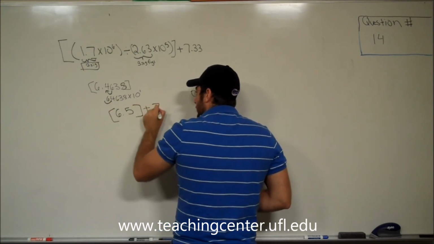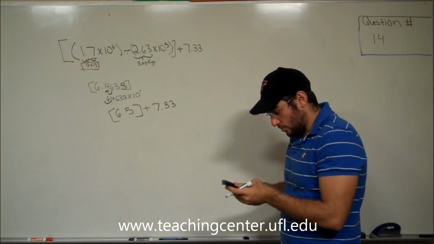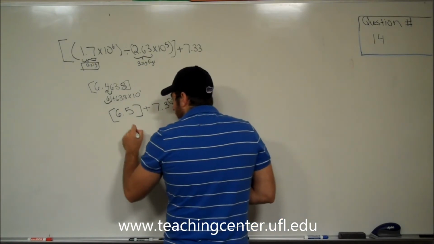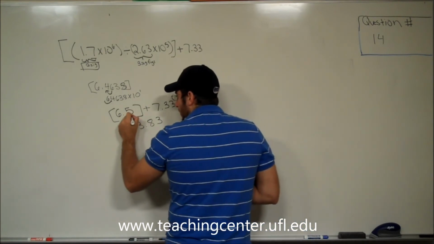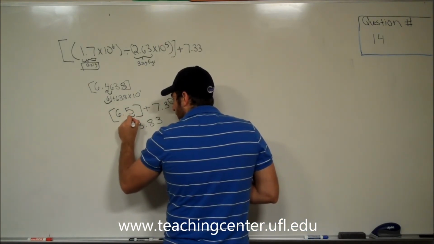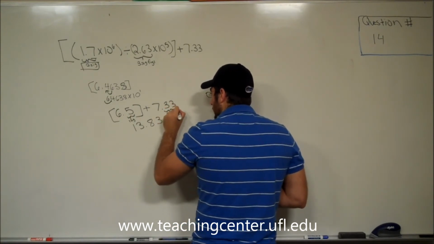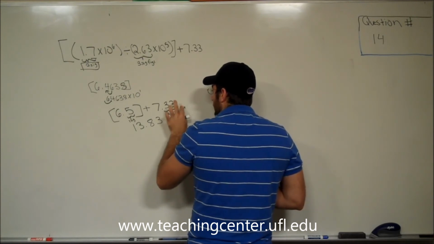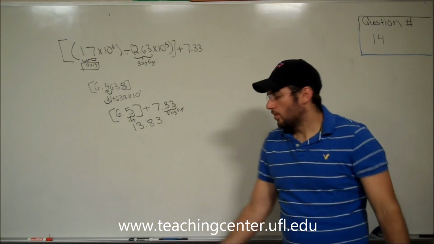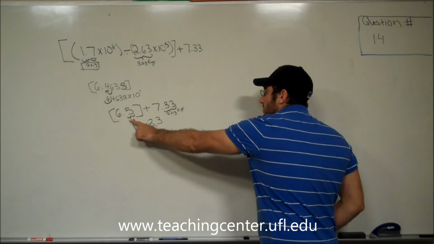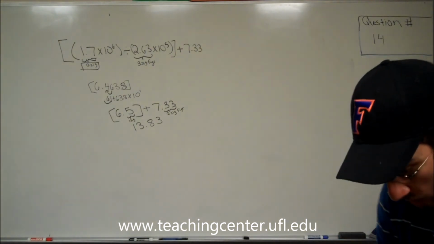And now we have to add it to our 7.33. So 6.5 plus 7.33 equals 13.83. But remember, here we have 1 sig fig to the right of the decimal, and here we have 2 sig figs to the right of the decimal. So when we're taking our multiplication or division product or quotient, and we're adding or subtracting it, we use the sig figs to the right of the decimal. So here we can only use a total of 1 significant figure to the right of the decimal.